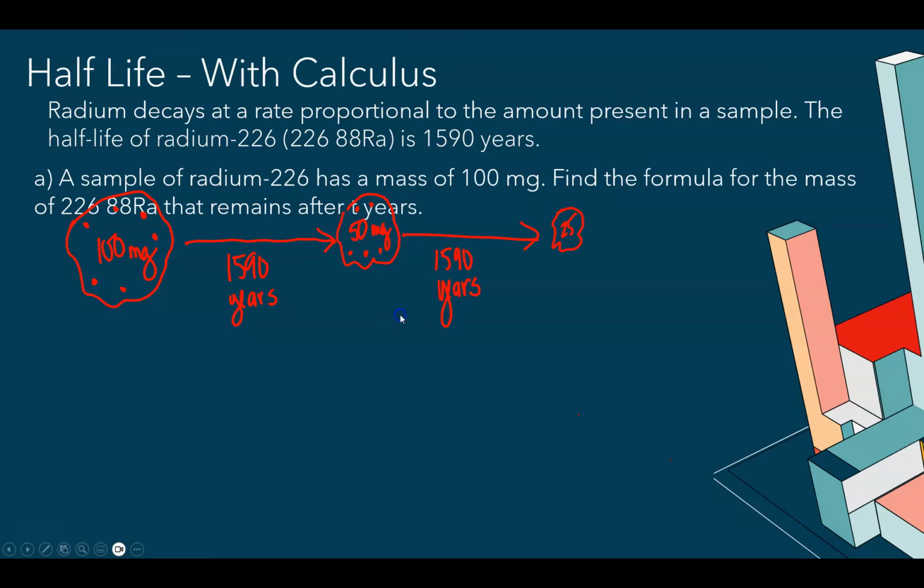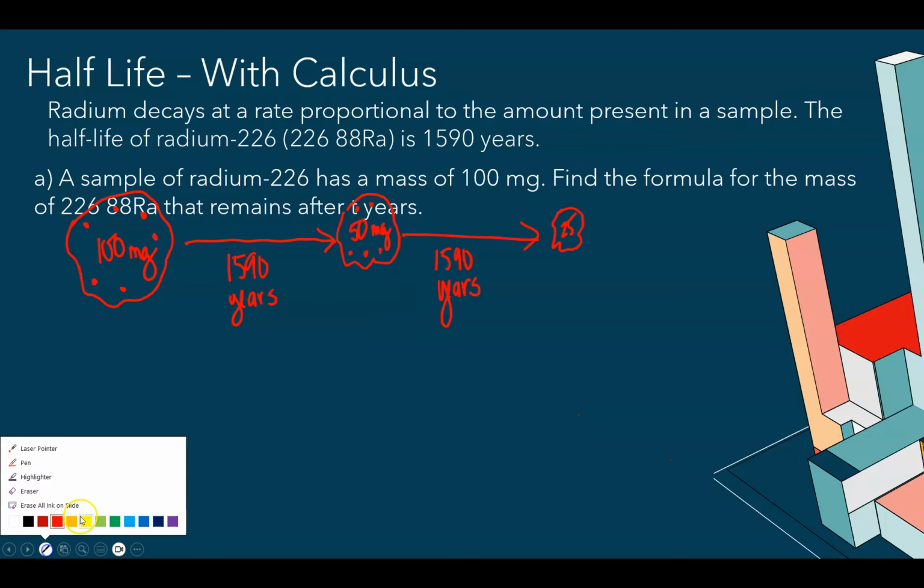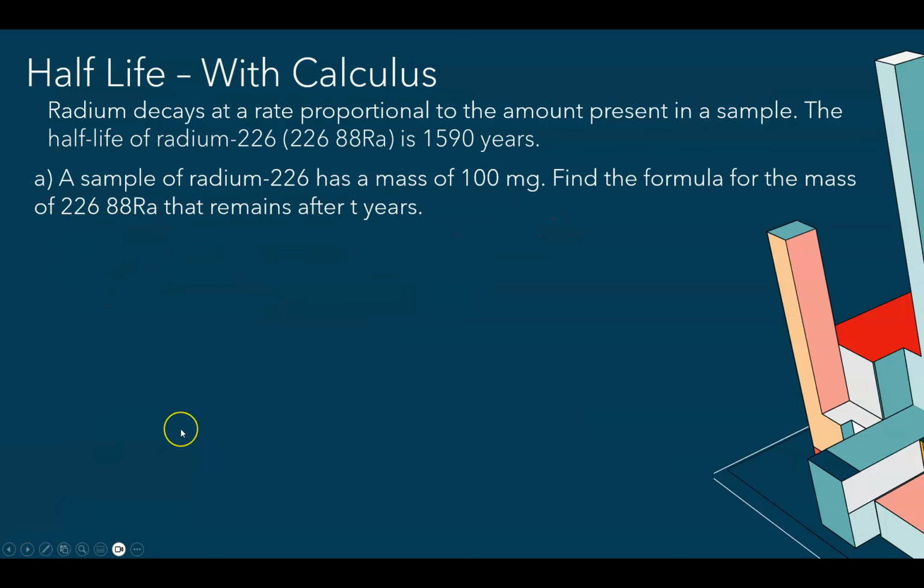Okay, so hopefully that kind of makes sense to you now. Hopefully I didn't screw that up too badly. So a sample of radium-226 has a mass of 100 milligrams. We'll call that the initial amount. Find the formula for the mass of radium-226 that remains after 88 years. Oh, why did I say 88? Sorry, that must be an isotope. Again, I don't know chemistry. That remains after T years.